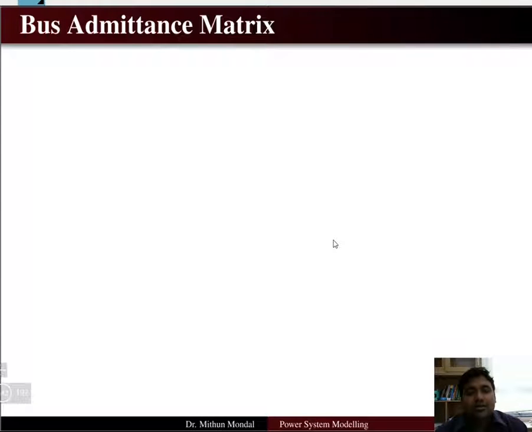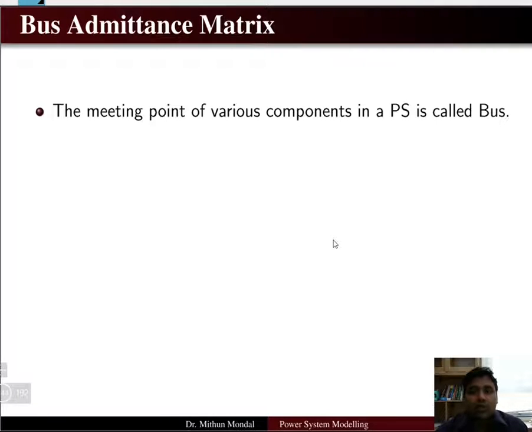Welcome to the next lecture on power system modeling. Here we are going to discuss the bus admittance matrix. So, what is a bus? The bus is the meeting point of various components of a power system. We have seen in the previous lecture what the components are.